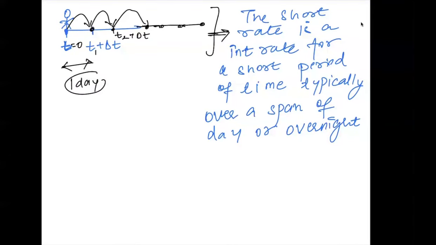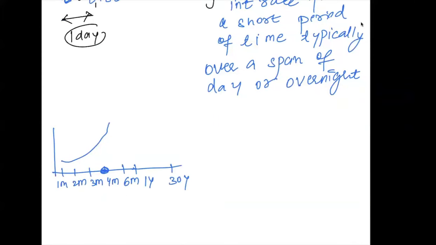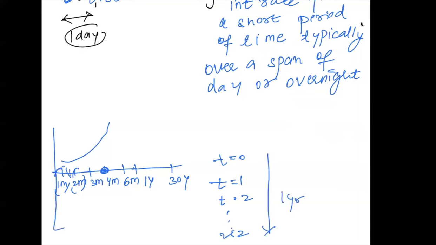You all know how a yield curve looks. Let's say this is a yield curve, and on the yield curve there are different points: 1 month, 2 months, 3 months, 4 months, 6 months, 1 year, then up till 30 years. Let's say we are trying to model each of these interest rates, at T equal to zero, then T equal to one, two, up to the next 252, the next 1 year. Using Vasicek, we can predict all these interest rates.